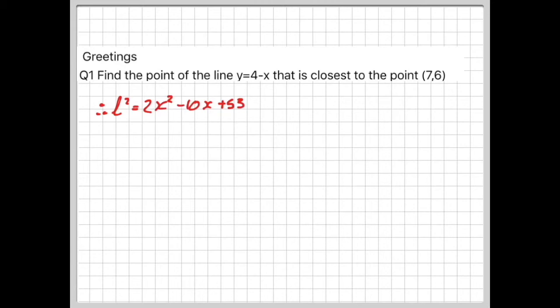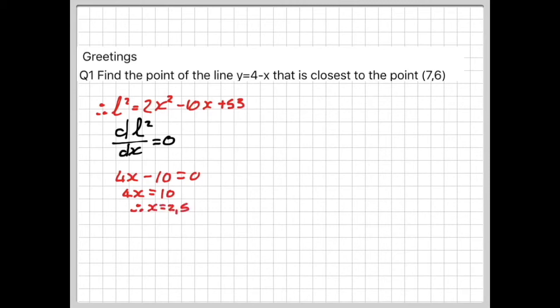For me to derive this, I'm going to go dL squared over dx equal to naught because I want it at a minimum. So if I derive that, I get 4x minus 10, putting it equal to naught. If I solve this, I get x equal to 2,5. So this means at the point where x is 2,5, the point on the line y equals 4x, it's closest to that coordinate 7, 6.